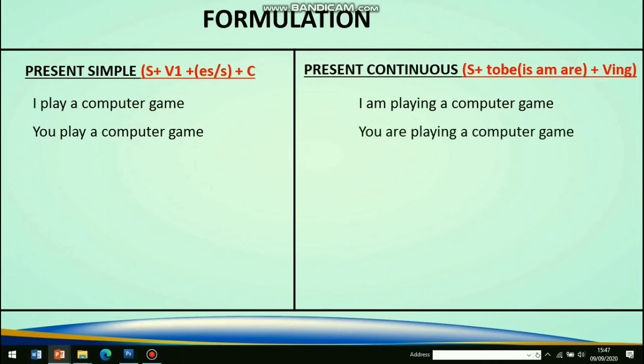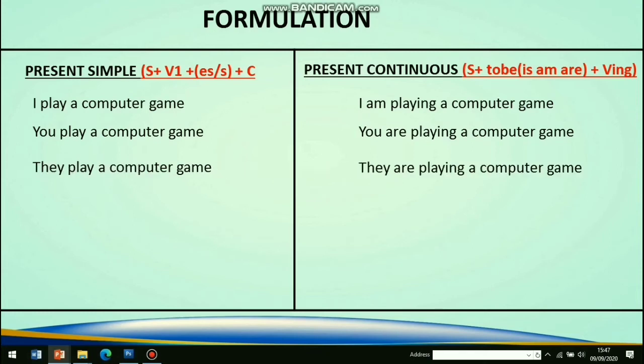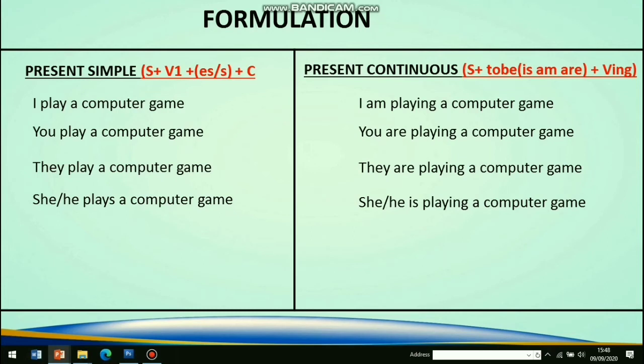In present continuous. And then, they play a computer game. In present continuous, can you guess? Yeah, they are playing a computer game. She plays a computer game. As you can see, there is an s at the end of the word play, because the subject is she or he, so that's why we add s. And then in present continuous, she is playing a computer game.